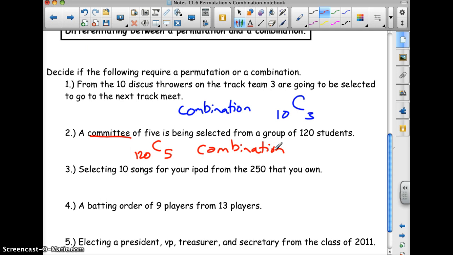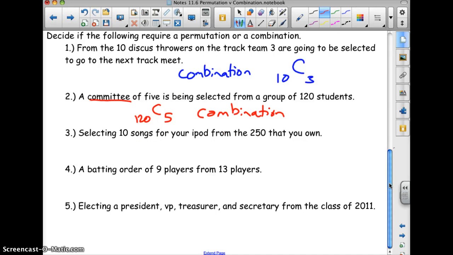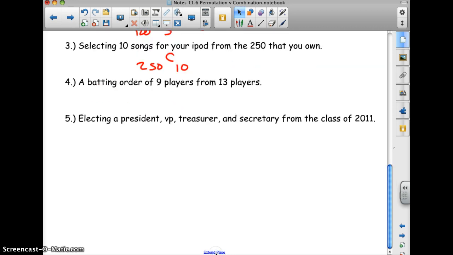And then number 3, selecting 10 songs for your iPod from the 250 that you own. So you're going to put 10 songs on your iPod out of the 250 that you have on the cloud. So 250C10. I think at this point those numbers probably need to be higher, right? You probably have thousands on the cloud and can only fit like 250 on your iPod. But again, that's going to be a combination. Either it's on the iPod or not. Some people will consider the order that it's on there, but it doesn't really address that one, so I would consider that a combination.